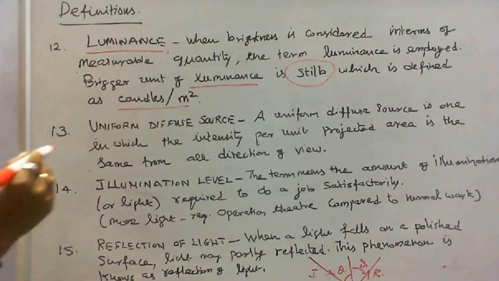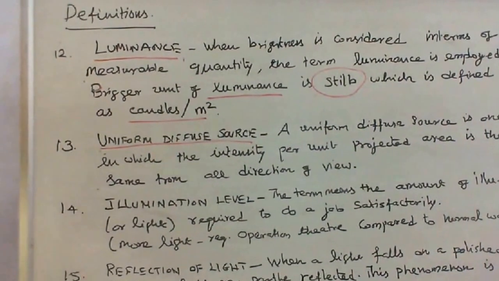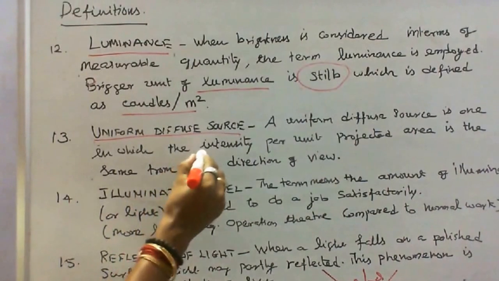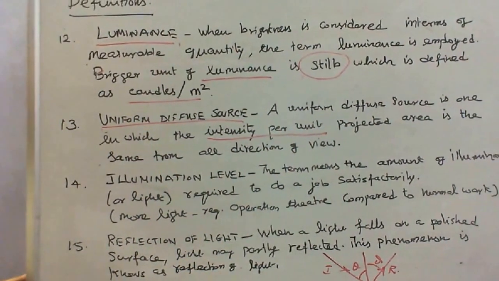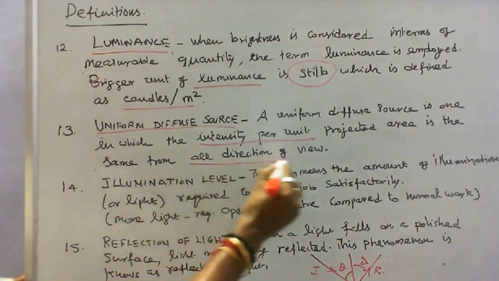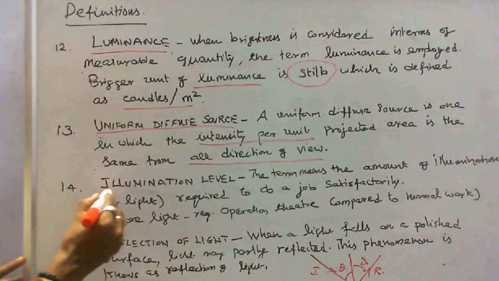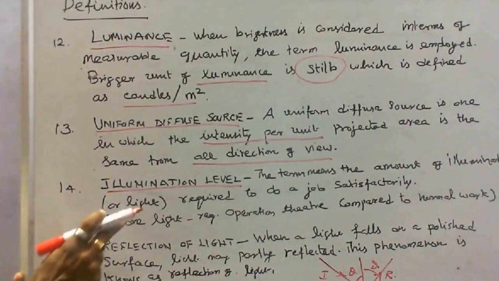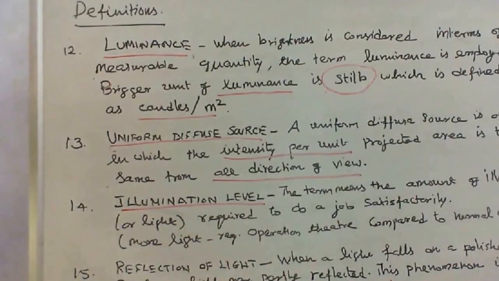The 13th term is uniform diffuse source. A uniform diffuse source is one in which intensity per unit projected area is the same from all directions of view. The 14th term is illumination level. The term means the amount of illumination or light required to do a job satisfactorily.